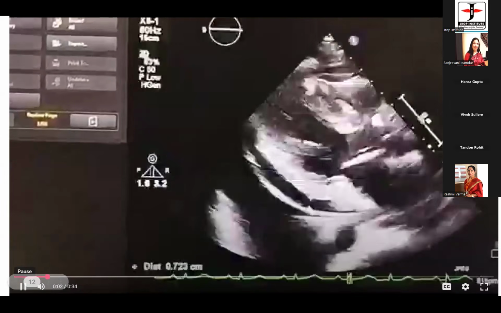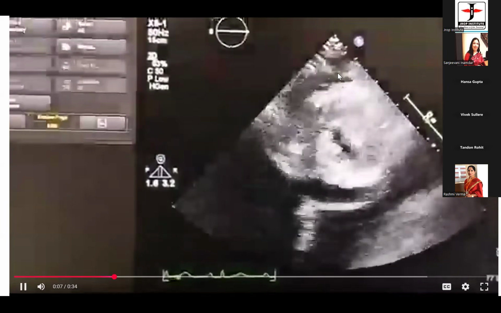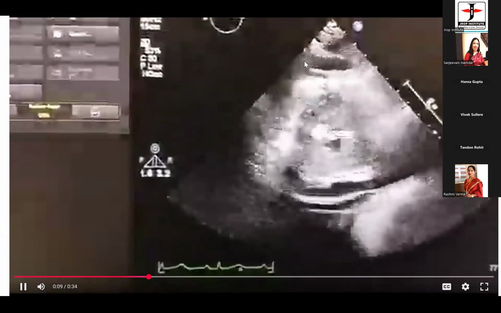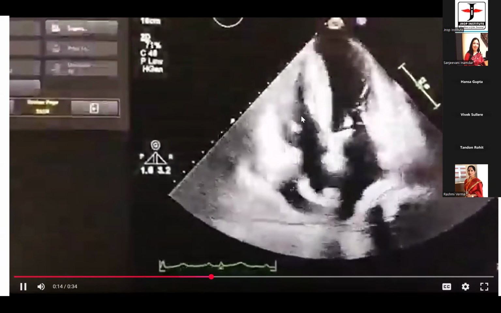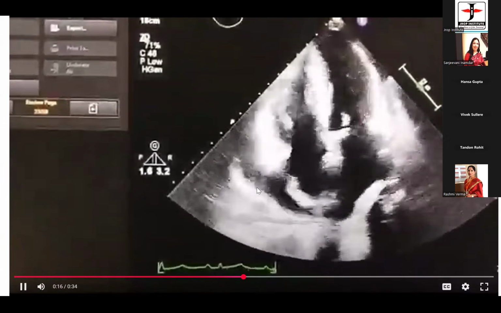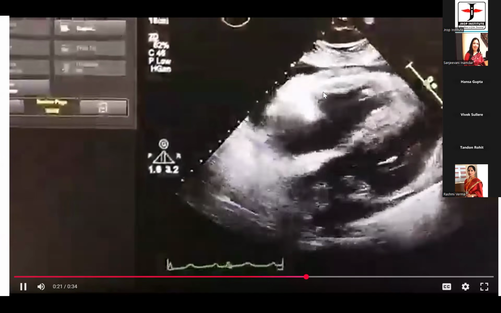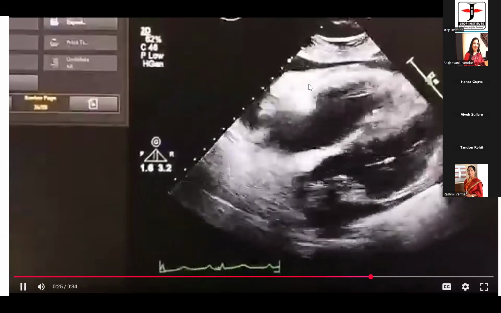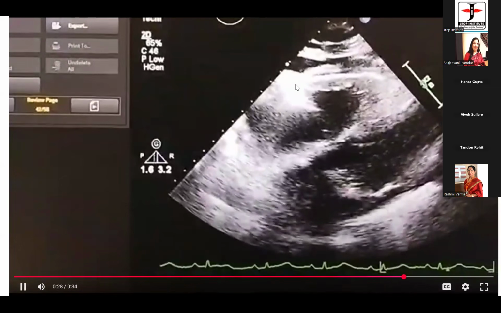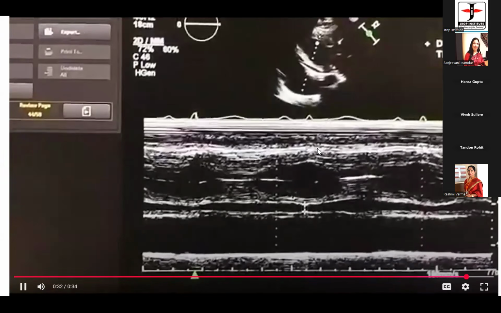This is another study in which this echo-free space, this is a four-chamber view, pericardial effusion is present along the RA. This is a subcostal four-chamber view where epicardial fat is attached to the RV free wall. This is an M-mode image.